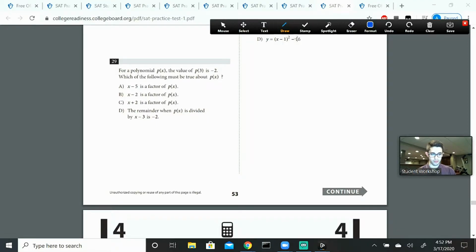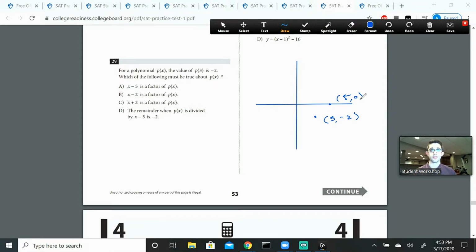So what do we know about p of x? Not much. What we know is that p of 3 is -2, so at a point, it has this point in it, 3, -2. Now, if we look at these different answers, 3 of them say there's some factor of p of x. Now, what that means is that if x minus 5 is a factor, that means there is an x-intercept at the value that would make that equal to 0. So there would be an x-intercept at x equals 5, so we'd have the point 5, 0.